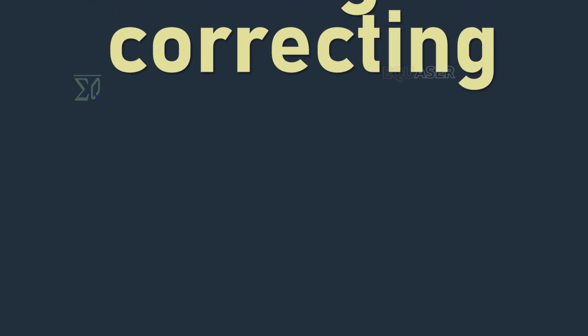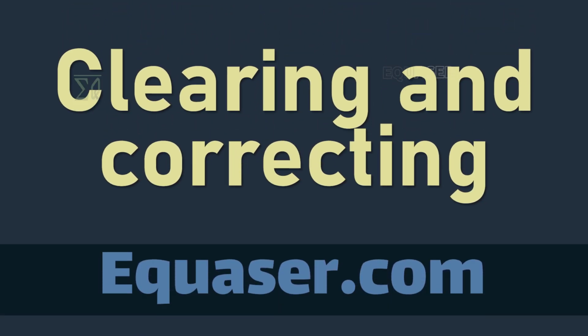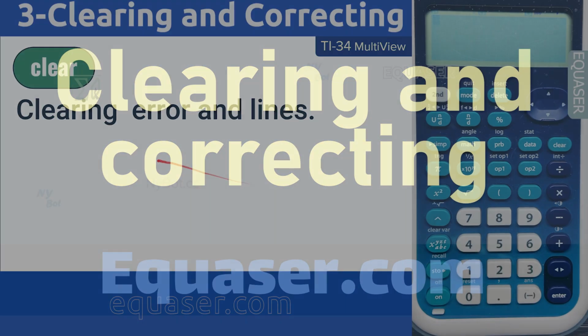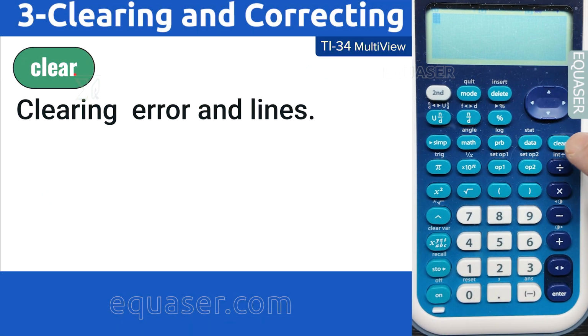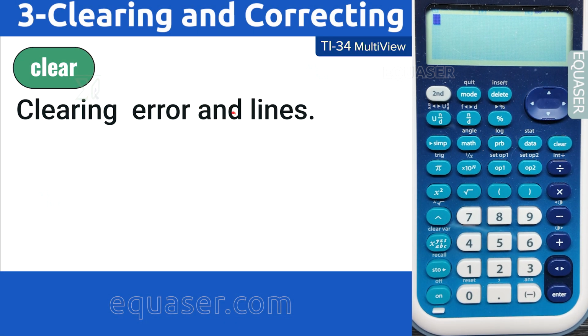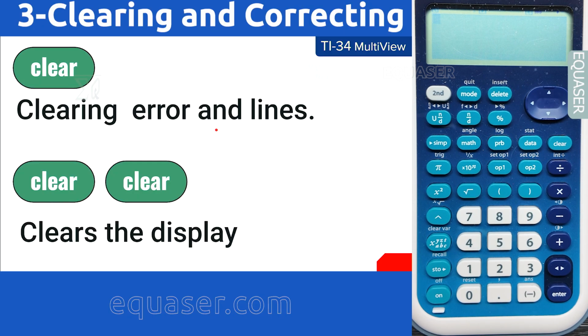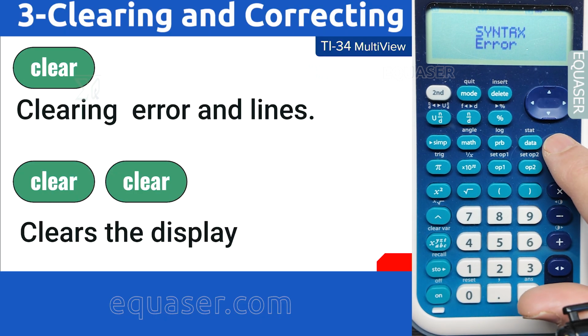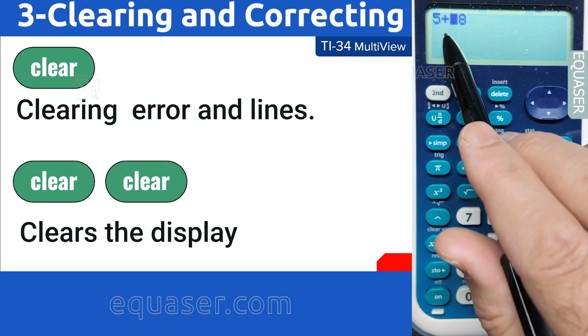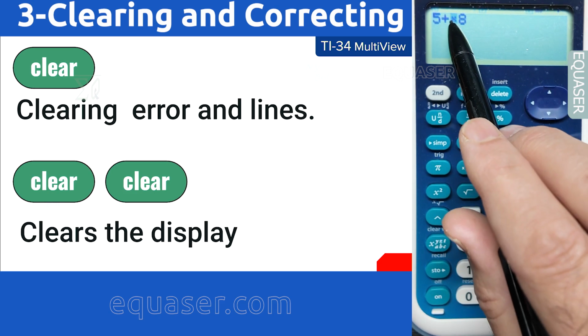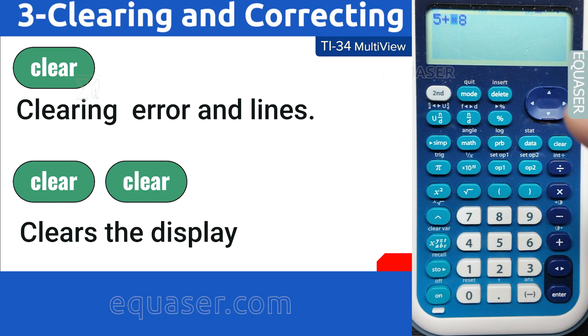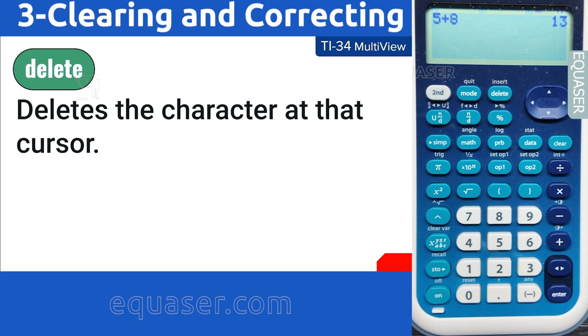Now let's have a look at clearing and correcting information or expressions on the screen. When we press the clear button, it clears the error and lines. And if you press it twice, it clears the display. So now this is unclear. You see syntax error. If I press clear, it brings you back to the exact location where the error occurred. Now you have a chance to correct it. Let's say you want to delete it and press enter, it works fine.